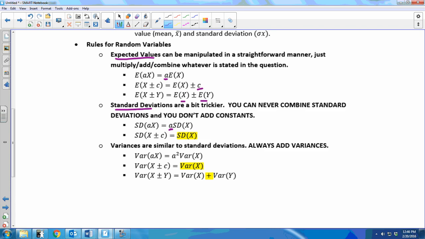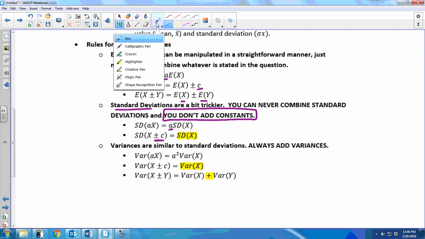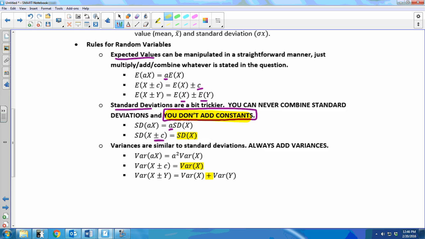But if it says to add or subtract some constant, that means you're shifting the data one way or the other. If you're shifting the data, that doesn't change the spread of the data. The shape is going to stay the same. So you do not add constants. That's very important. We talked about this already once. I'm saying it again. Also, notice there is no rule about adding standard deviations together.